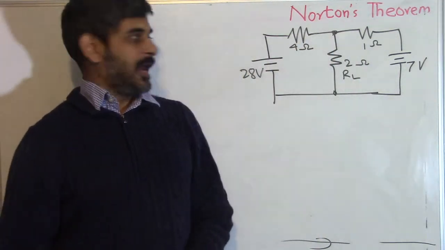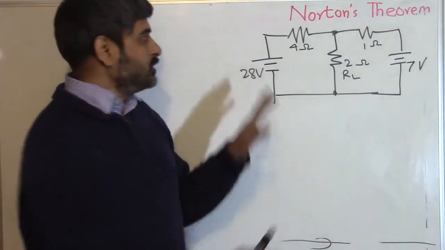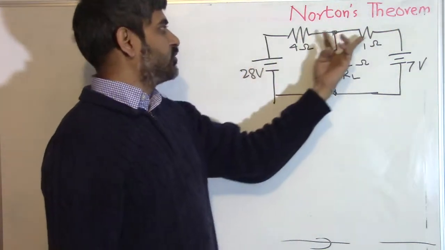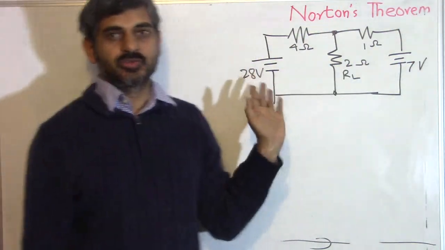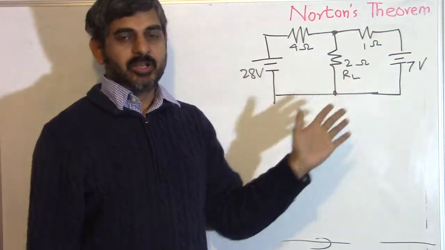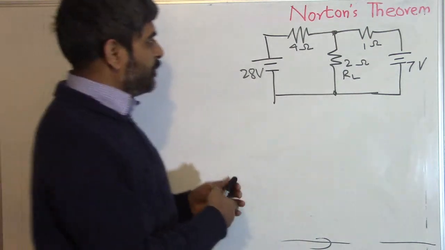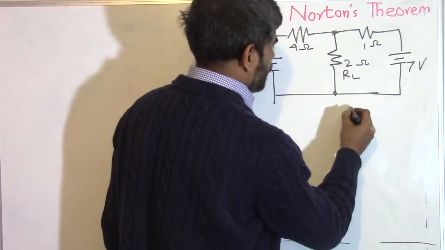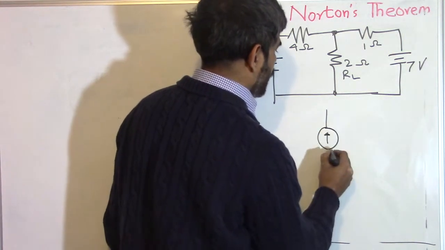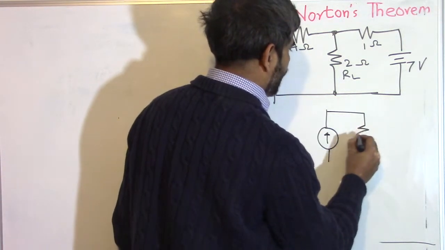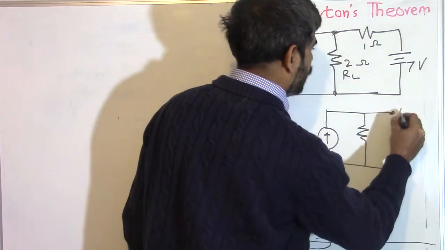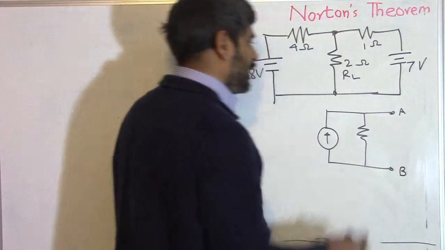So Norton says that this whole circuit, with multiple voltage sources and many resistances, could be replaced by a very simple circuit. I have 2 resistances and 2 voltage sources, but a more complex circuit could have many more. This whole thing could be replaced by a current source and a resistor in parallel with it, and then you can connect your load between these 2 points A and B.